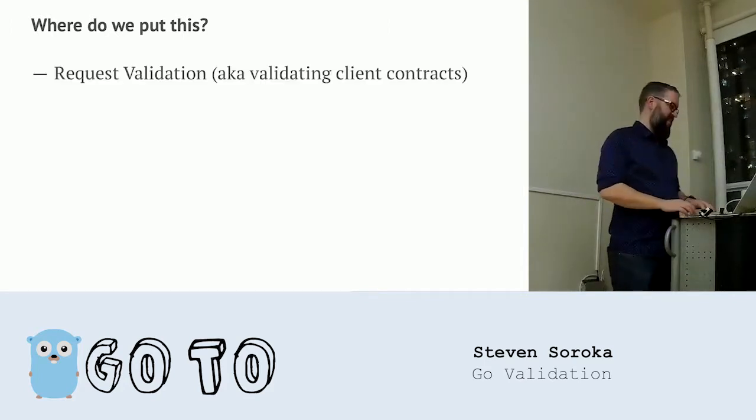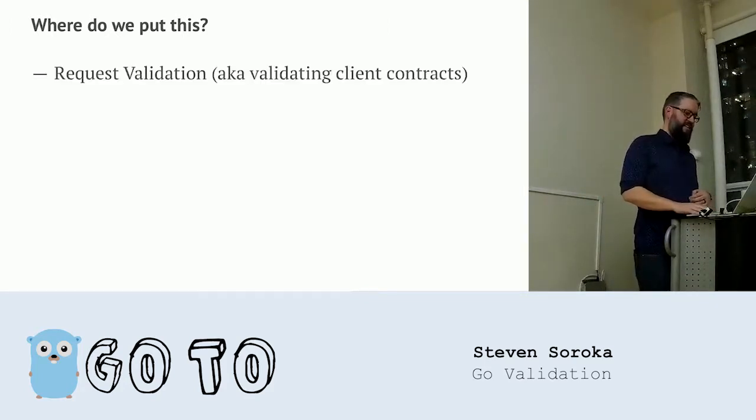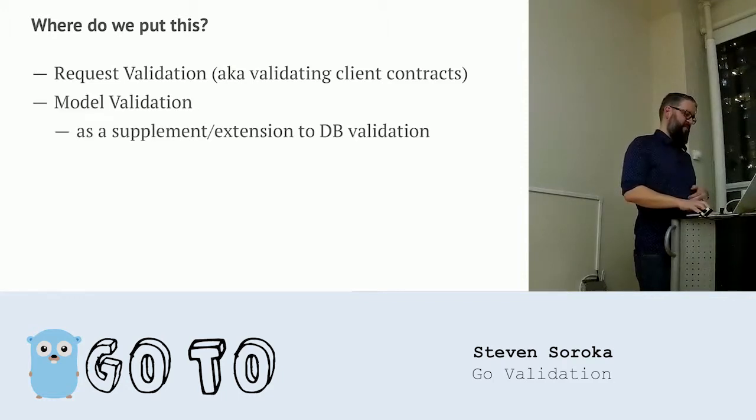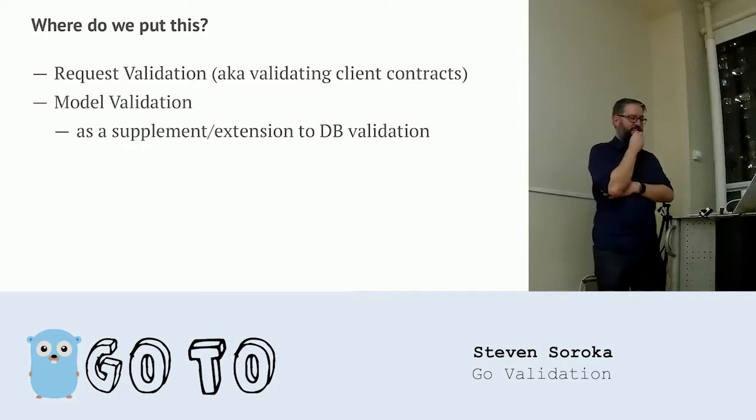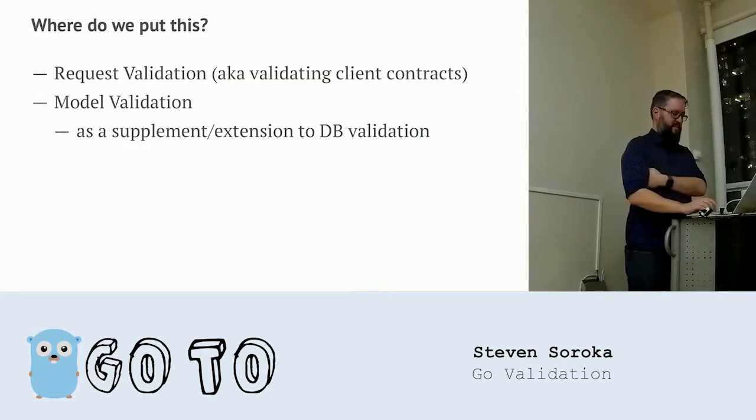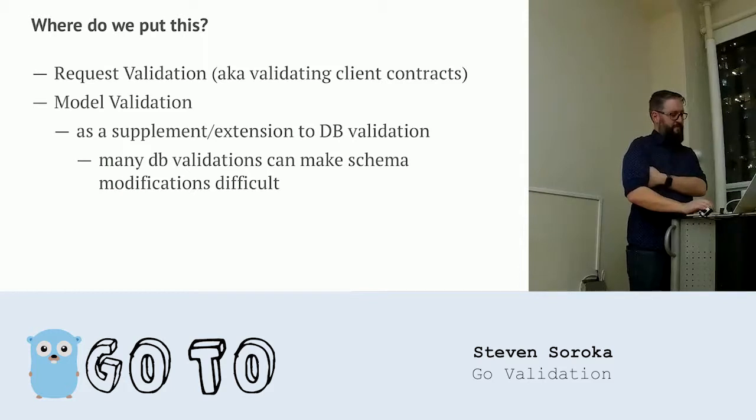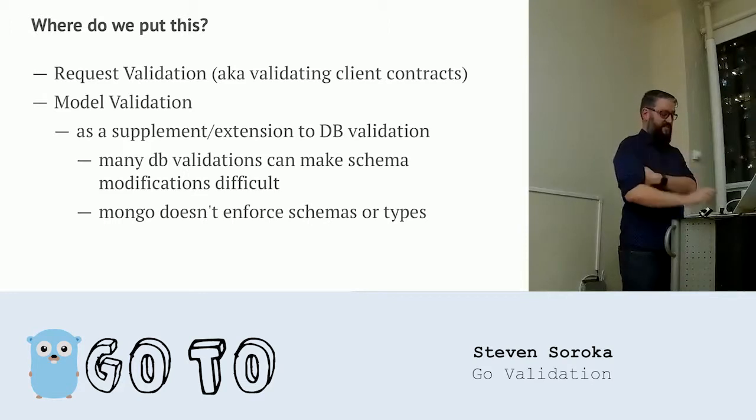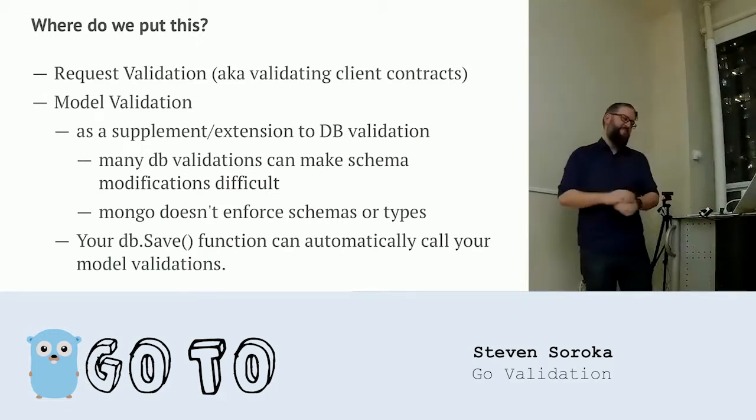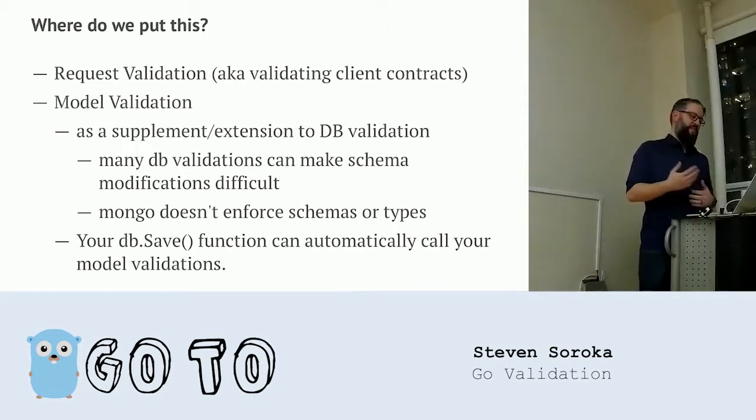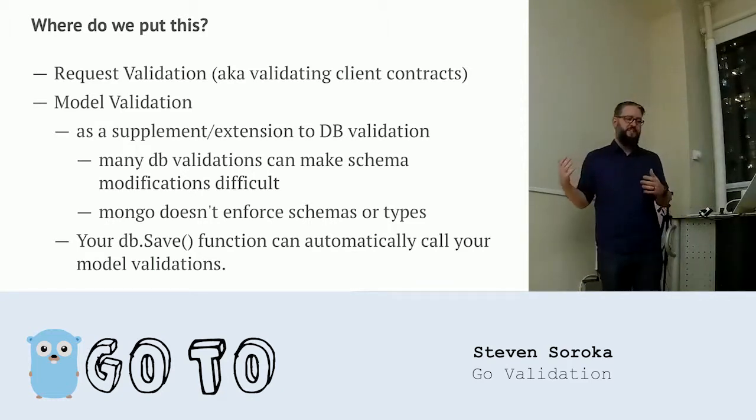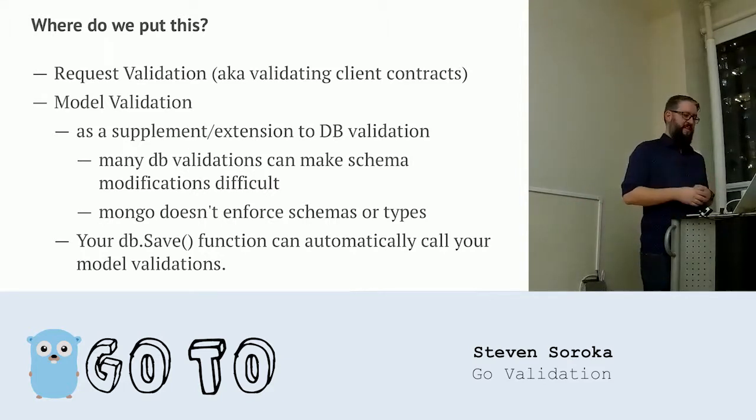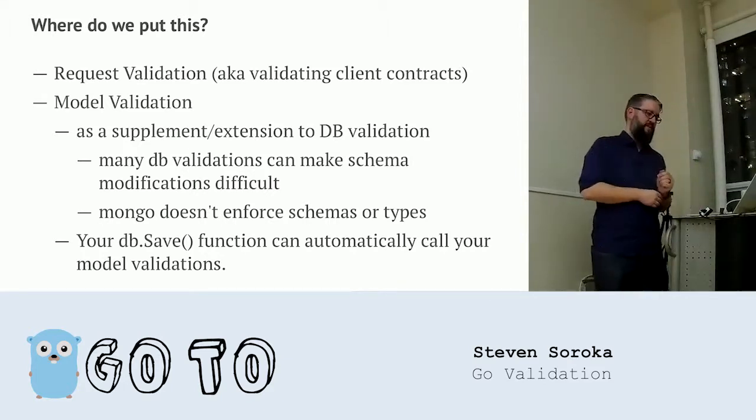I think I'm getting repetitive here, but yeah: request validation, validating client contracts, model validation. Put this as model validation as a supplement or extension to the DB validation. If you're using Mongo in the back end, it's not enforcing a whole lot for you, so you probably want to do something like this. Depending on what kind of framework you're using, if you wrote your own or whatever, your save functions can automatically call your validator and enforce that validation for you before you write your structs back to the database.